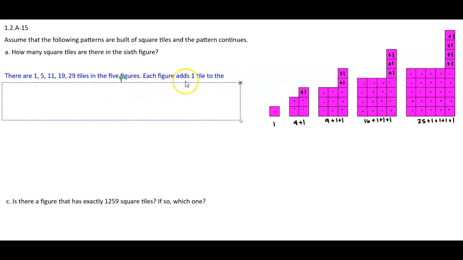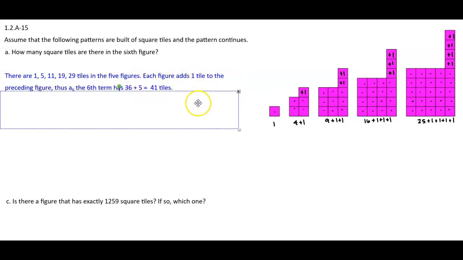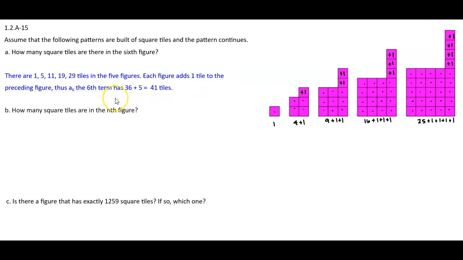Now each figure adds an additional 1 tile to the preceding figure. So if we wanted to find the sixth term, we know that it's going to be a perfect square of 36, and we have 1 plus 1 plus 1, and we're adding another one, which would be plus 5. Therefore, that would equal 41 tiles.